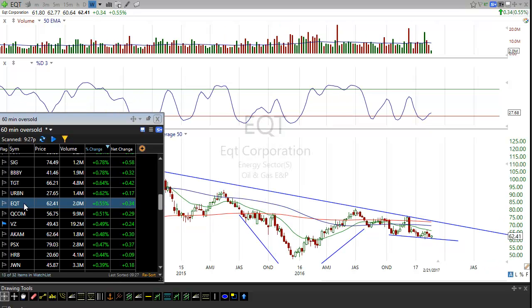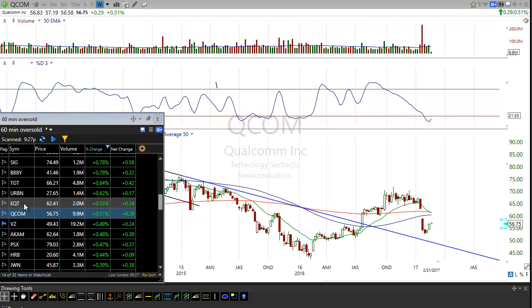EQT, let's just go down the line. I'm seeing something maybe interesting here. Qualcomm, look at how this came down. I've never seen it just kind of slide down here, not that steep. Interesting stochastic rotation there.